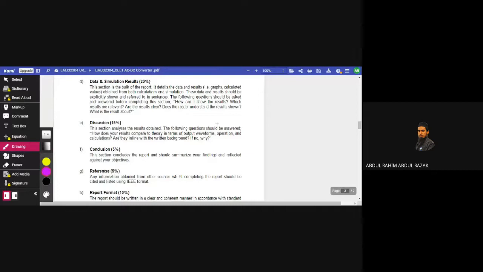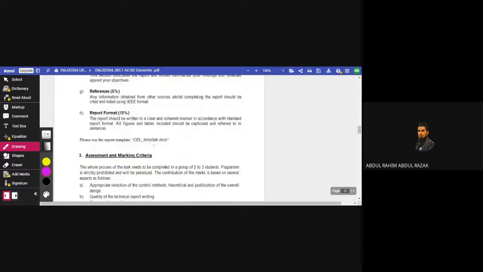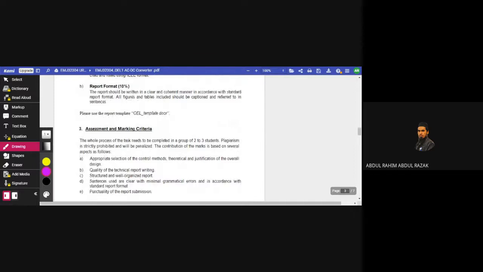Discussion. The following questions should be answered. How does your result compare to the theory? Comparing between theory and your simulation. Conclusion. This concludes how the report should be summarized. You just conclude how your results look. Your references, at least 5 references. The report format should follow the double column format just now. You have here the report template, OEL template docs. Later you can download it and just type on the template and delete whatever is not necessary accordingly.